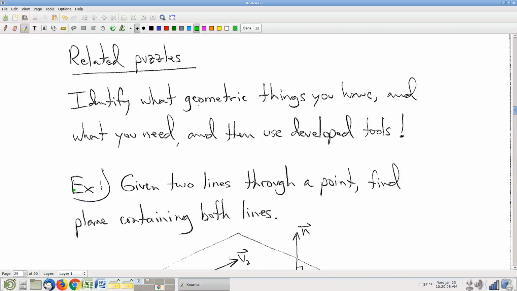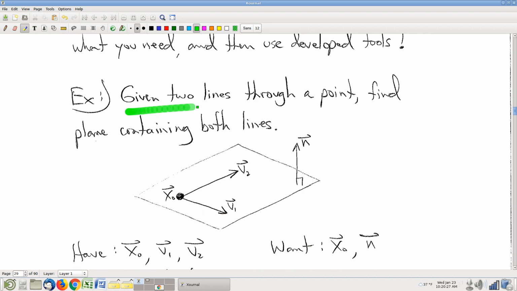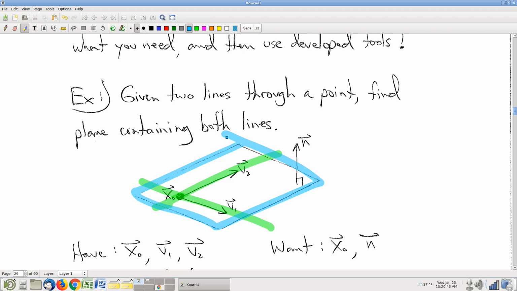Okay, so here's the next thing for us to talk about. Last time we were talking about lines and planes. There are different ways to represent lines and planes in different contexts. Then there are some associated puzzles that come up. So, for example, suppose you're given two lines that go through the same point, and you want to find the equation of the plane that contains both of those lines. So you have a line through that point, another line through that point. There's going to be a unique plane that contains both. So how do you find the equation of that plane?